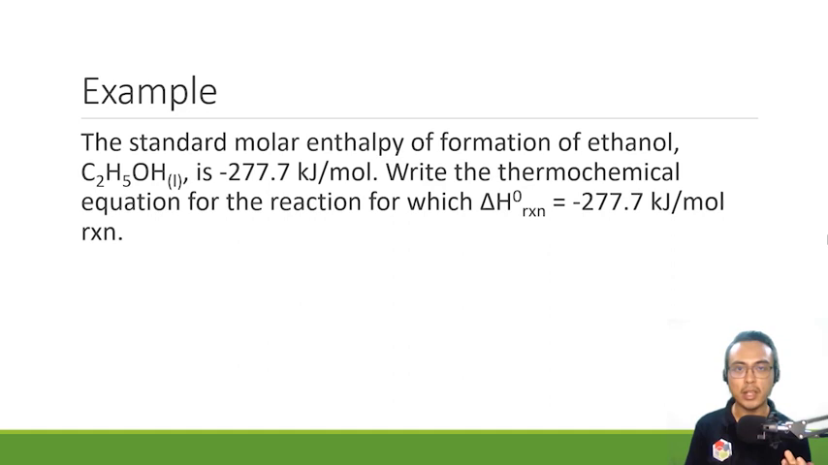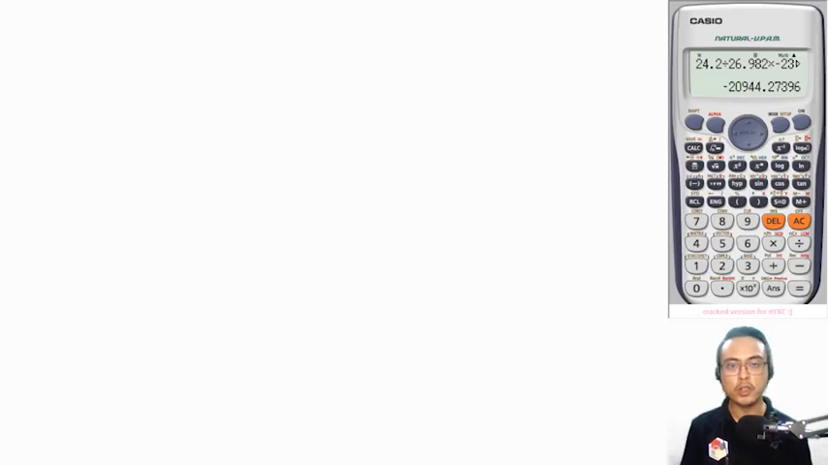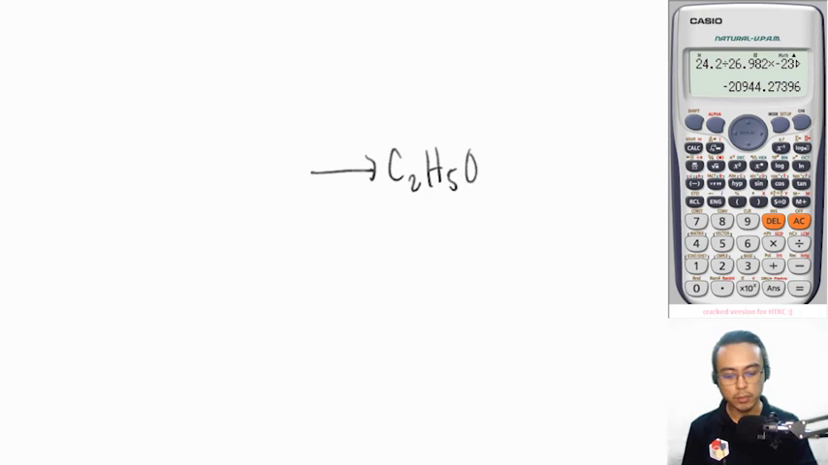Okay, so what this problem is asking us is to write the standard enthalpy of formation reaction for ethanol. So I will be teaching you how to construct a standard molar enthalpy of formation reaction. For the construction of standard molar enthalpy of formation reactions, we start with the product. Remember that one of our criteria for standard molar enthalpy of formation reactions is that you only have one product and the coefficient of the product is 1 mole. So in this case, our product is ethanol, C2H5OH, liquid, and its coefficient is 1.